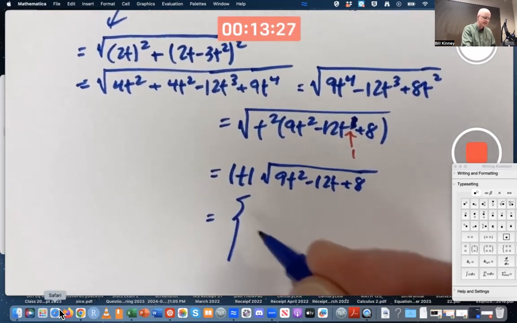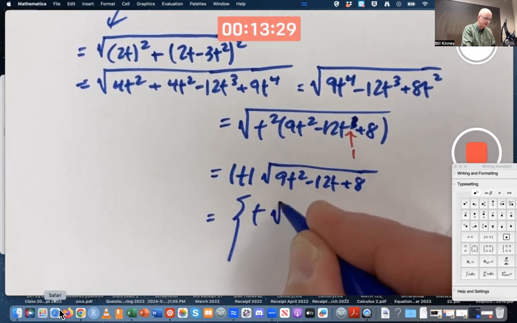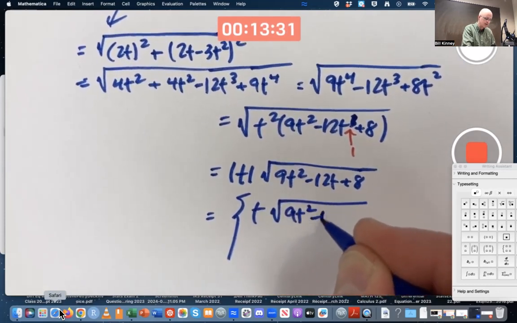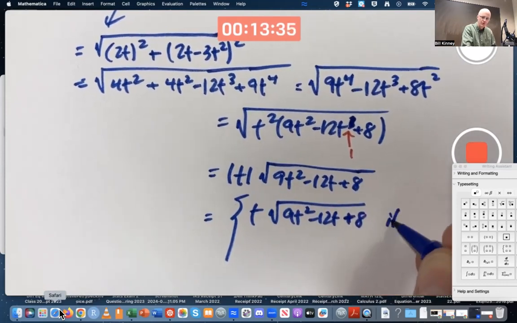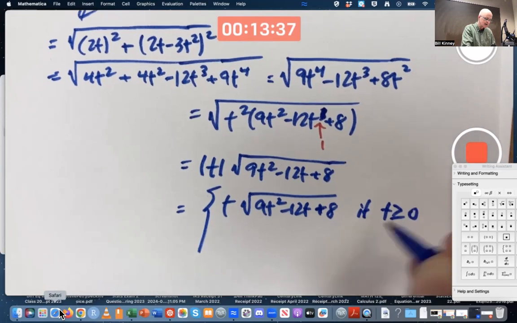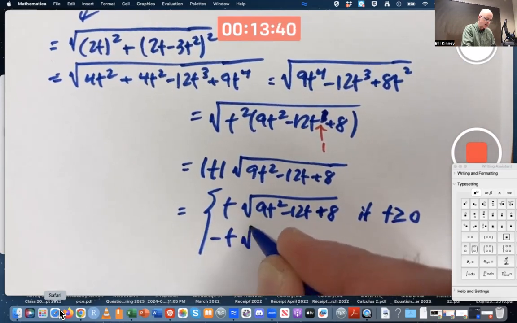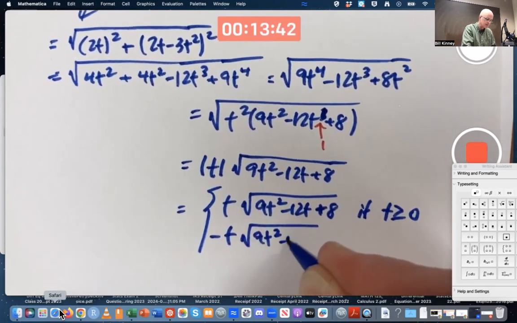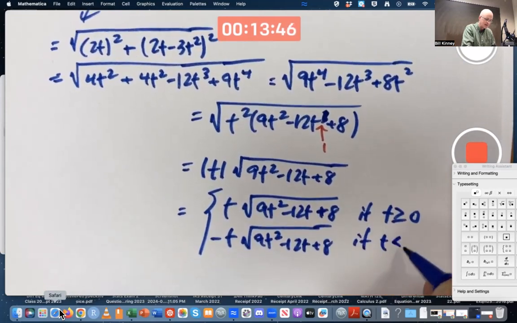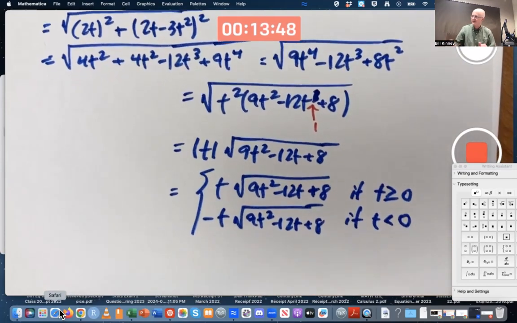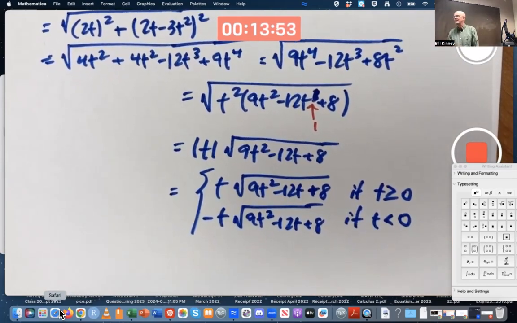Maybe I'll write it as a piecewise function. This is t times the square root of 9t squared minus 12t plus 8 when t is greater than or equal to 0, and negative t times the square root of 9t squared minus 12t plus 8 if t is negative. But if t is negative, the negative t is positive. The speed is still positive.